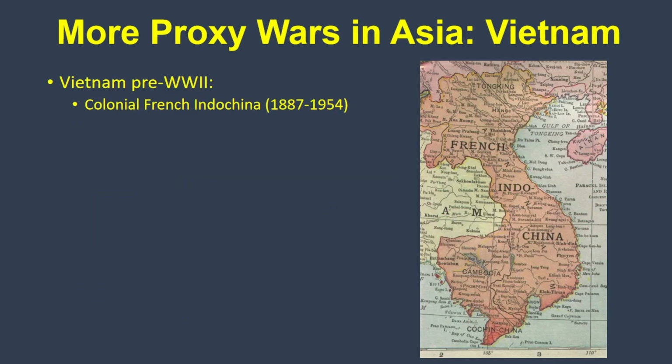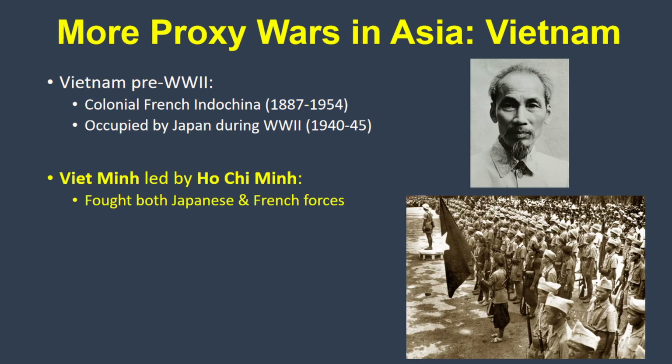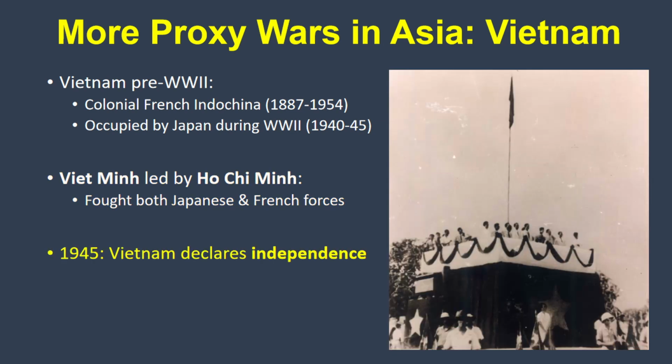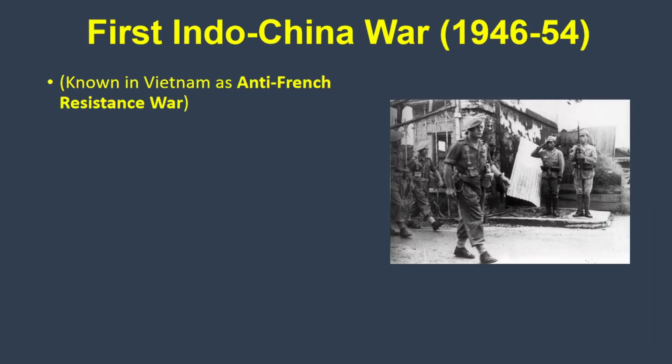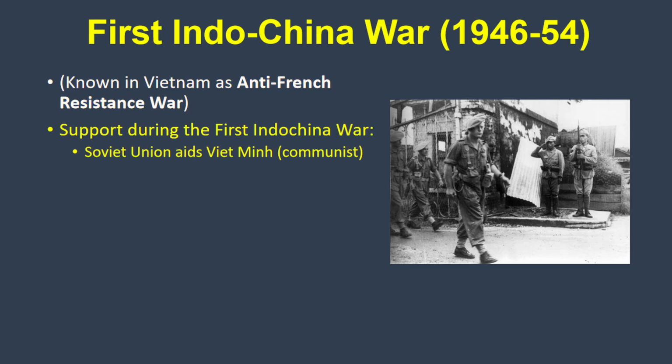Next, Vietnam, which actually has two proxy wars. Before World War II, Vietnam was under French rule in Indochina and was occupied by Japan during that war. The communist leader Ho Chi Minh led the Viet Minh against both Japanese and French forces. After the war, he declared Vietnam's independence in 1945, but France sought to regain its colony, leading to the First Indochina War. The Soviet Union helped supply the Viet Minh because they were communist, and the US backed the French because they were fighting communists.